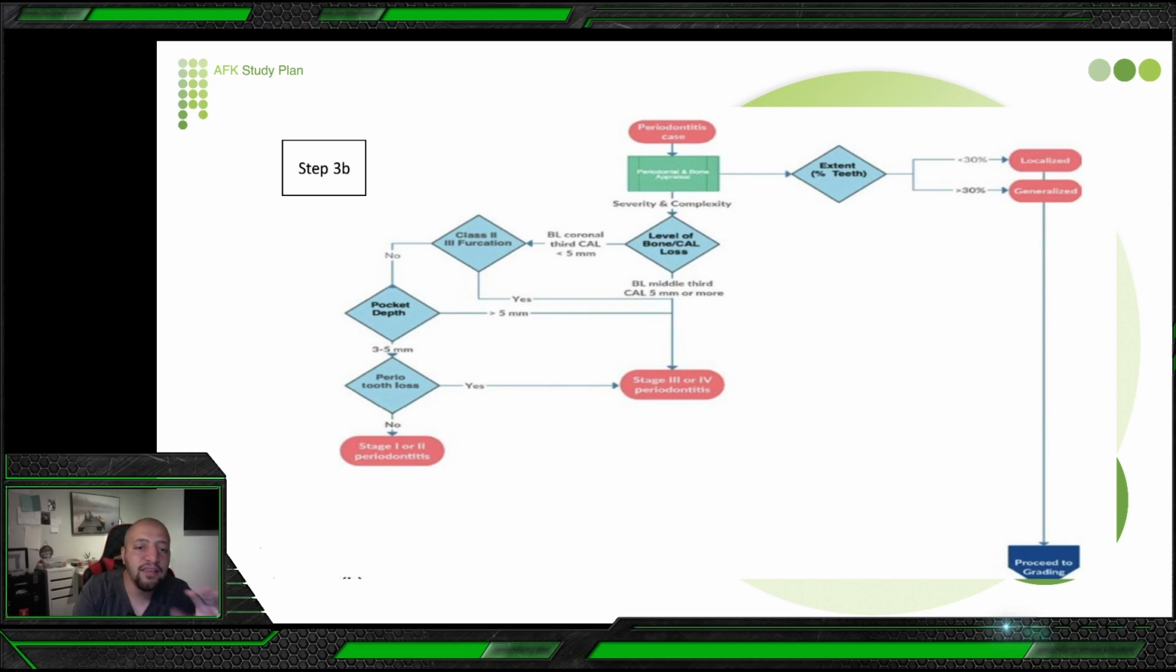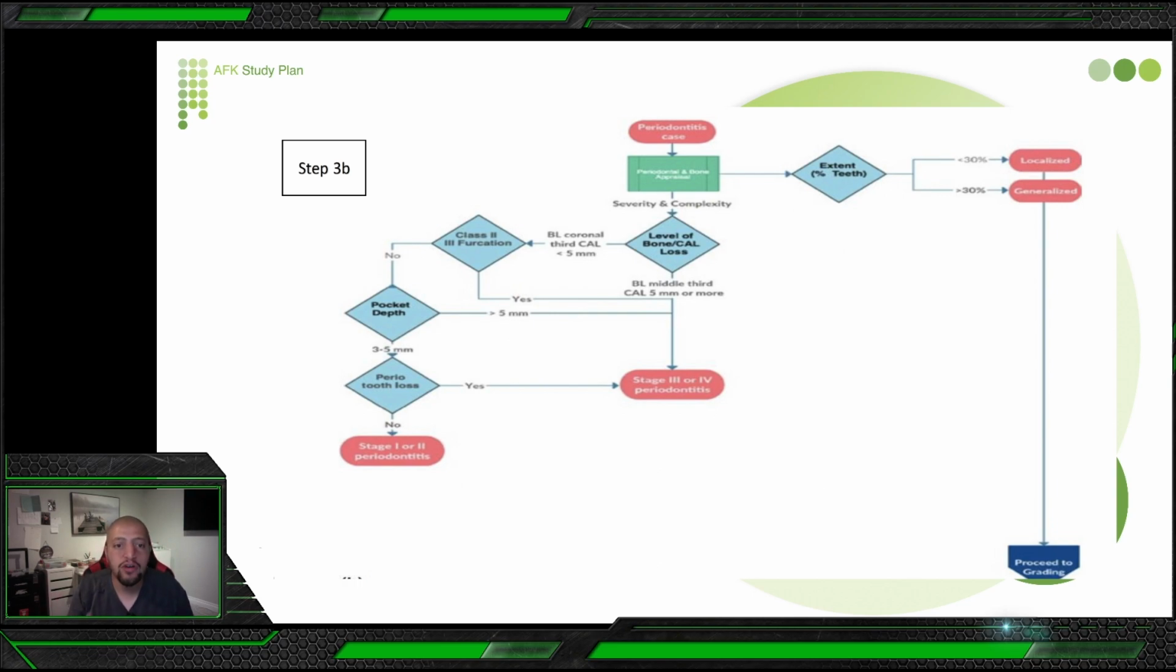If you have any modifying factor, like class 2 or 3 furcation, you're gonna say, okay, this one goes directly to stage 3 or 4. If you don't have class 2 or 3 furcation, and the pocket is not deep, it's just 3 to 4 millimeter, with no periodontal tooth loss, you're gonna say this is stage 1 or 2.